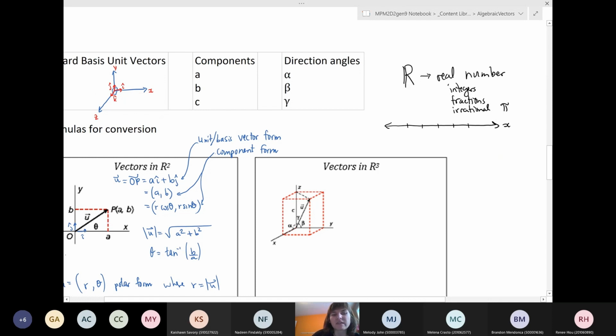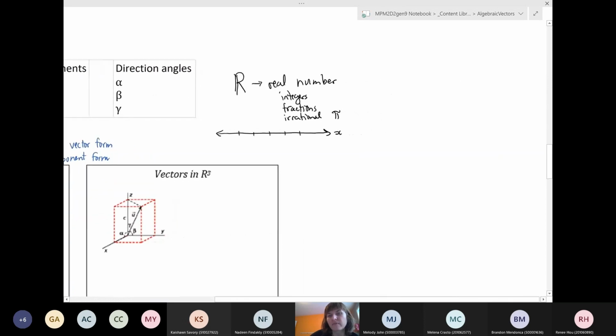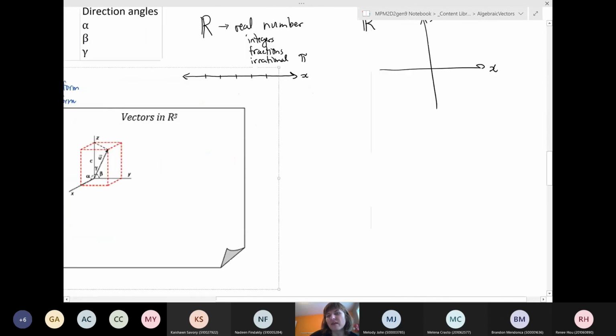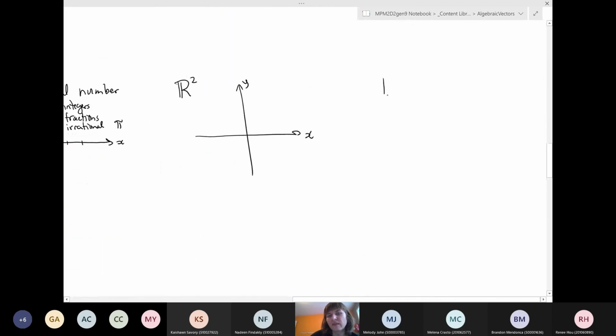When you see R with a 2 on it, R with a 2 on it is a short way of saying that you have not just the x-axis, but you also have the y-axis. And then when you see R3, it just means that now you're in 3 dimensions.